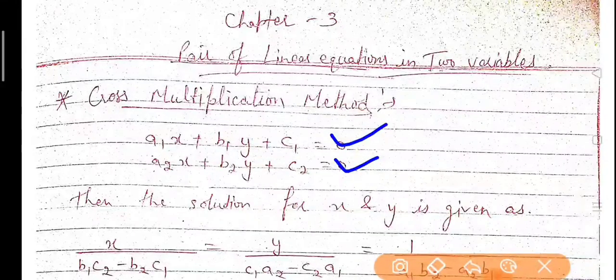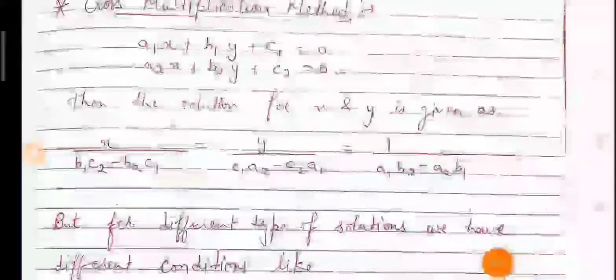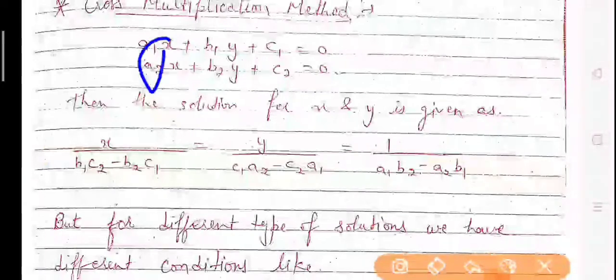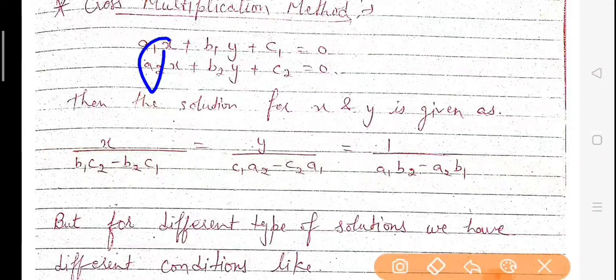For the solution of x, what will we do? We can hide this x portion and multiply b1 c2 and b2 c1. How can we do it? For x, hide this one. Write x upon b1 c2, multiply these two, minus b2 c1.